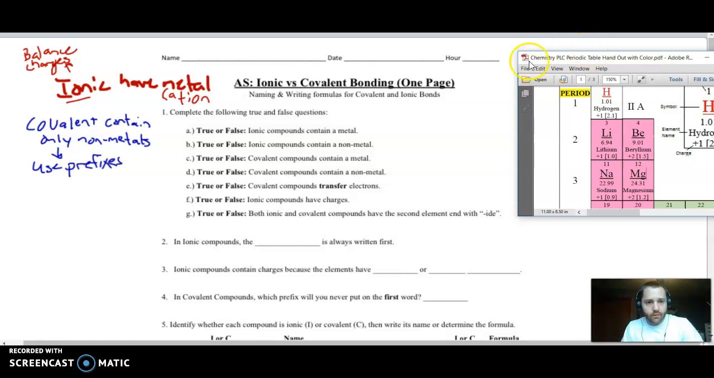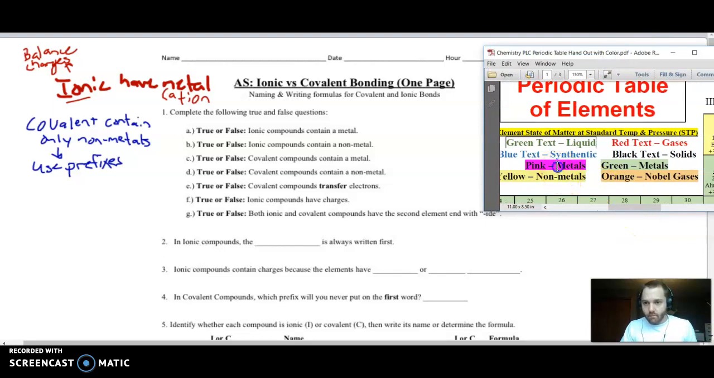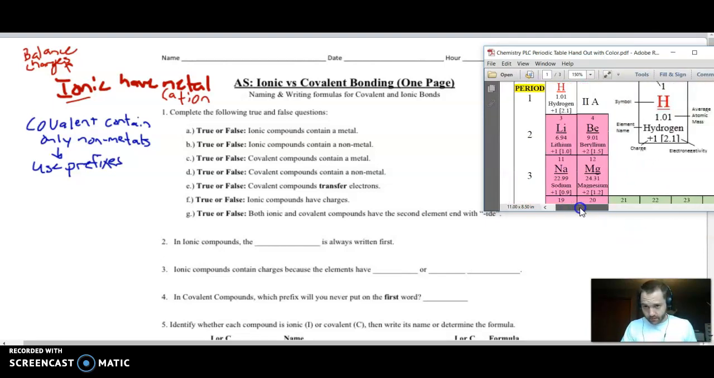So if we start working through question number 1 here in these true and false questions: ionic compounds contain a metal. Well, that's true. That's actually the first thing we just talked about. If we look at our periodic table here, on the right side we can see that metals are our pink and our green elements. So ionic compounds contain a metal, that is true. And when we did that compound inquiry lab, that's why you could see ionic compounds doing things like conducting electricity. Ionic compounds dissolved in water conduct electricity.